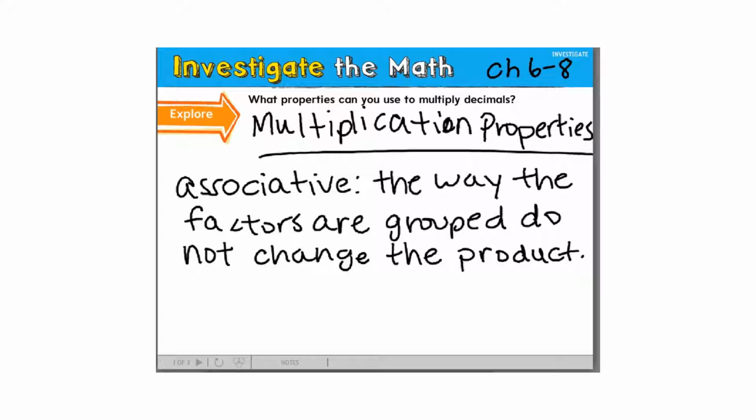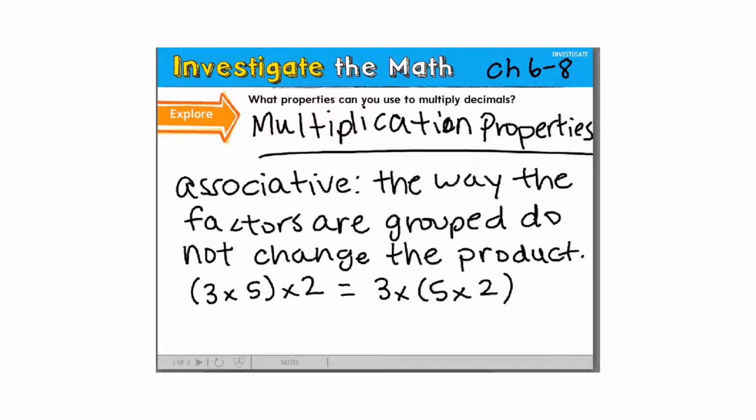So here's my example. Grouped. We did. The lesson that we did though was about addition properties.